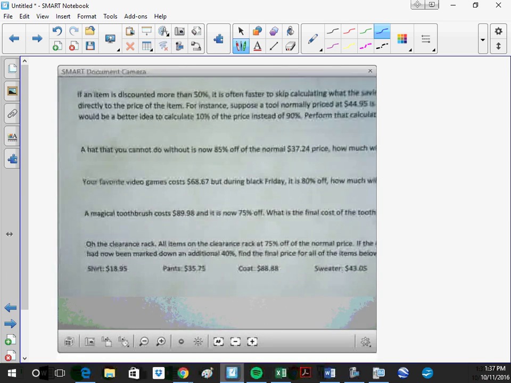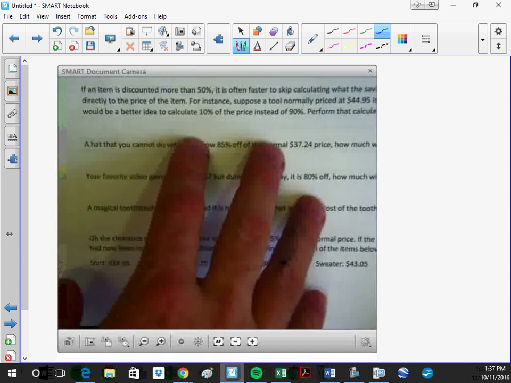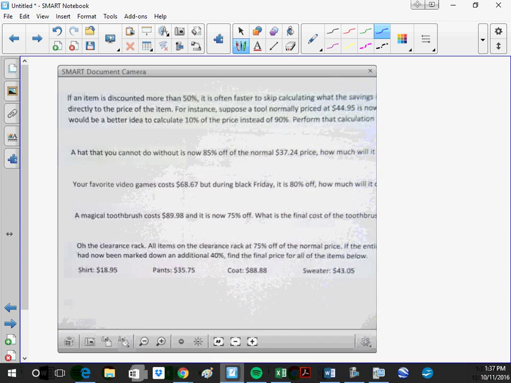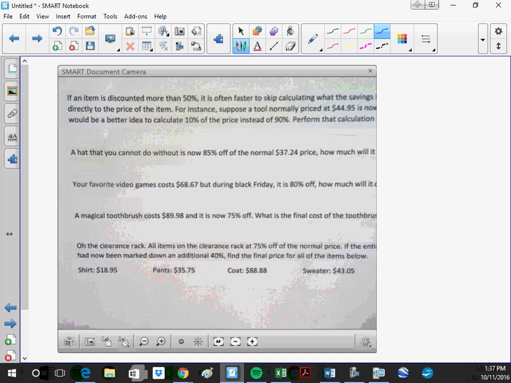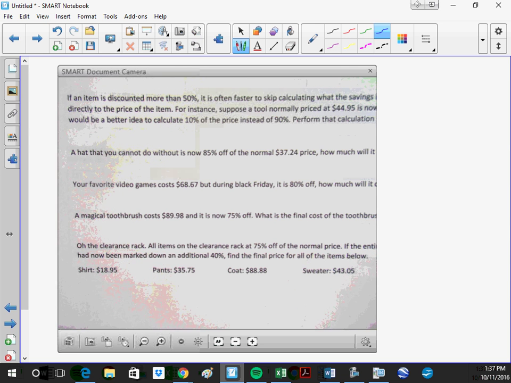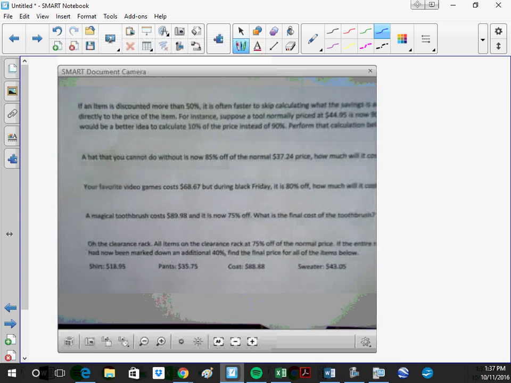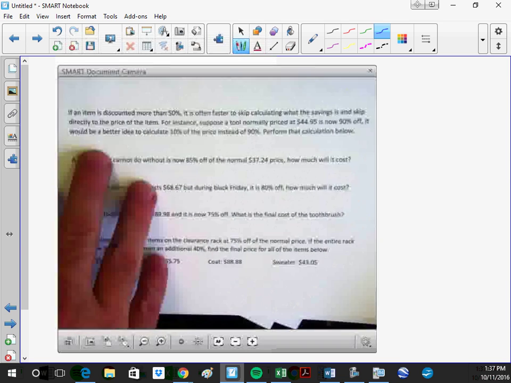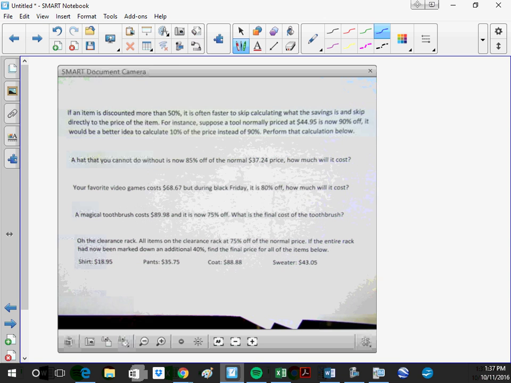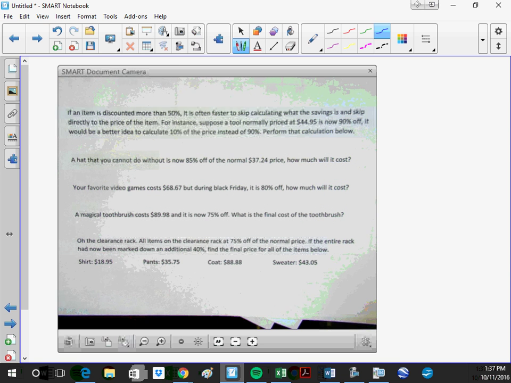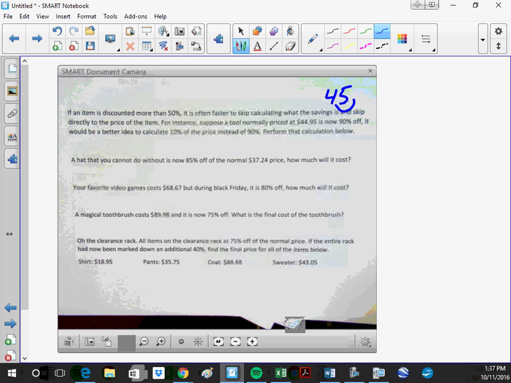But what if something is really on sale? If an item is discounted more than 50%, it's often faster to skip calculating what the savings are and go directly to the price of the item. For instance, suppose a tool normally priced at $44.95 is now 90% off. It would be a better idea to calculate 10% of the price instead of 90% of the price. So let's perform that calculation. I'm going to round this up to $45. I want to calculate a 90% savings. So I move the decimal one place and I get 4.5.